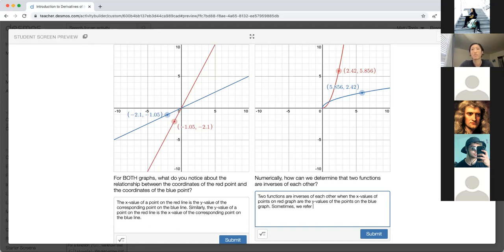Sometimes we refer to this as switching the x and y values. Now that might be a phrase that jogs your memory a bit more, that when we're thinking about inverses, we're taking our x and y's and just swapping places, right? So that is a catchier way to say what we said in part A.